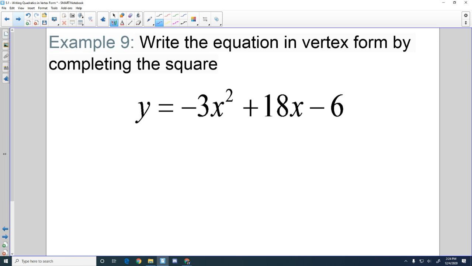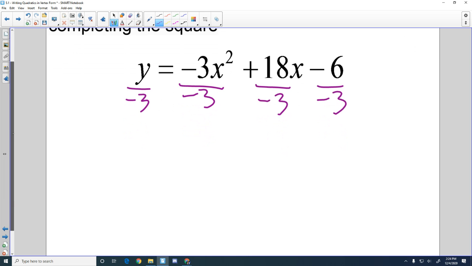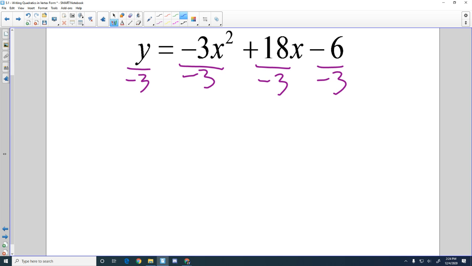Before we try to complete the square or anything, what do we have to do? Divide by negative 3. Good, because there's a coefficient in front of the x squared that's not a positive 1, or that invisible 1 that we love. We want to temporarily get rid of it by dividing every term, including the y, by a negative 3. Careful when you divide by a negative, by the way.